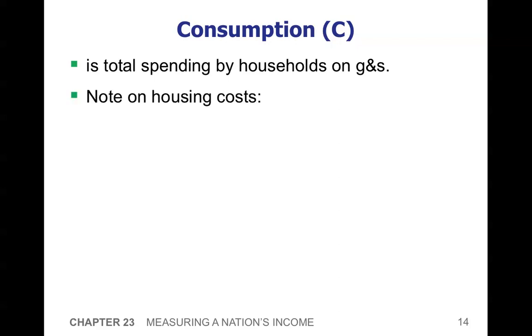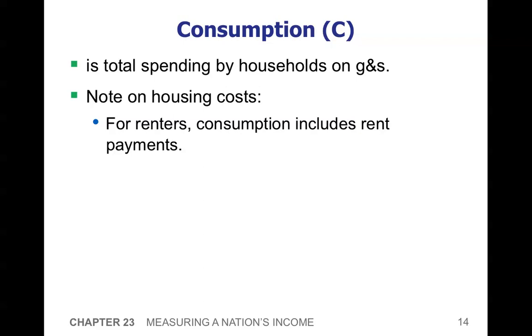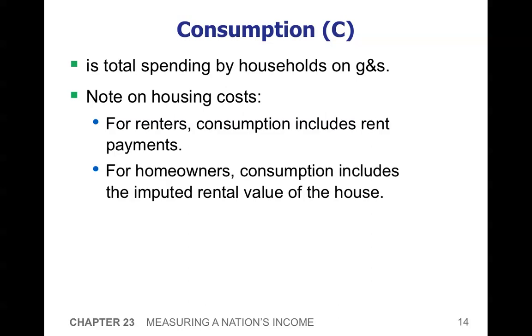Okay? Note on housing costs. Now, when somebody rents, that would be the consumption, that would be the rent. The issue of somebody who buys a house is a little different. The consumption includes, shall we say, the imputed rental value of the house. We're assuming that the homeowner is going to rent the house to themselves. So it's not necessarily the purchase price or the mortgage payments, but what the homeowner would pay, assuming that the homeowner is going to rent the house to themselves.